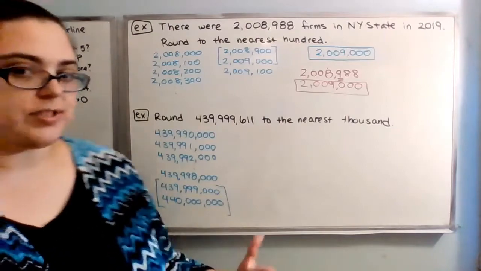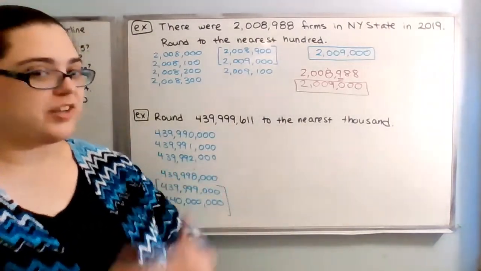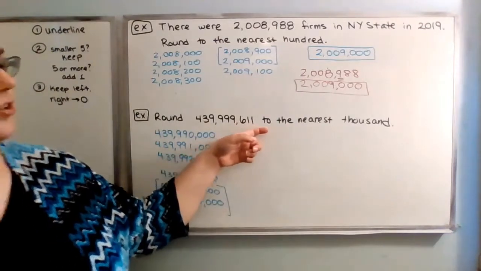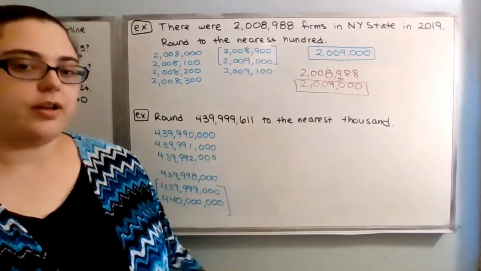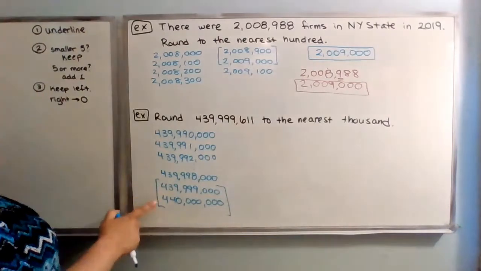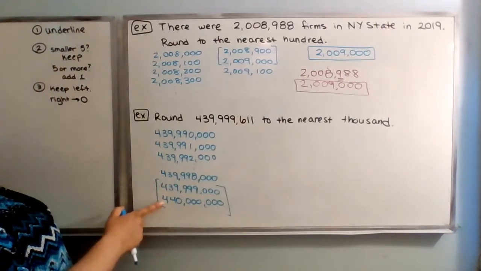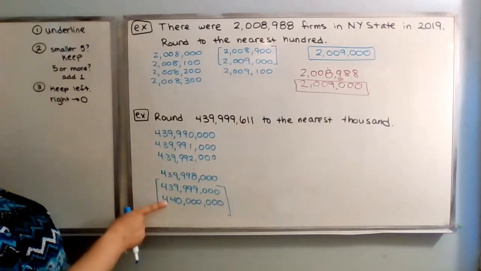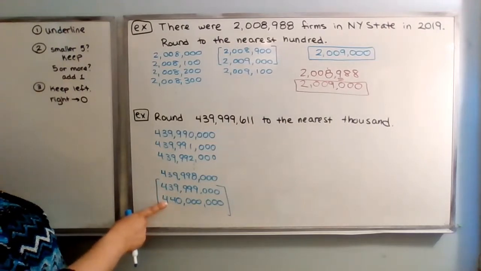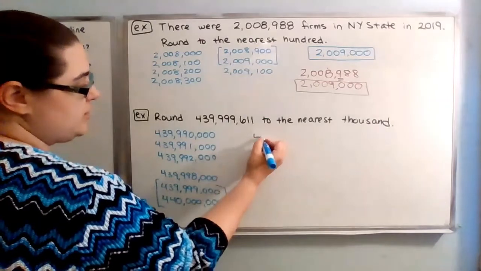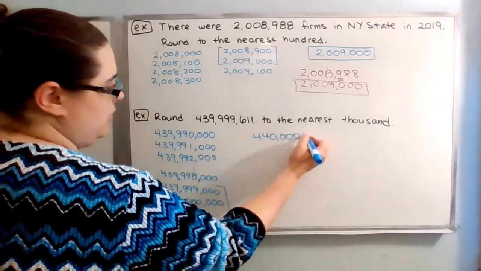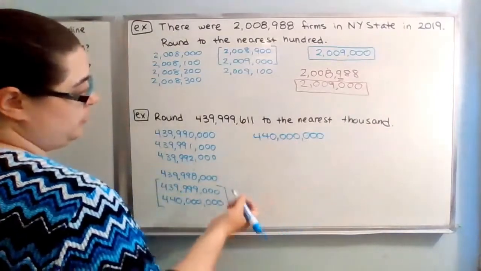So half of 1,000 is 500. Remember, fives are like the halfway point. So when I compare the hundreds here, 611 is more than 500. So that means I'm going to end up being closer to the larger number that I'm in between. So if I'm finding what's closer, I'm going to be a little bit closer to 440 million. So to the nearest thousand, this rounds to 440 million for my answer.